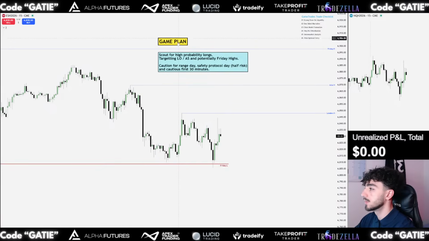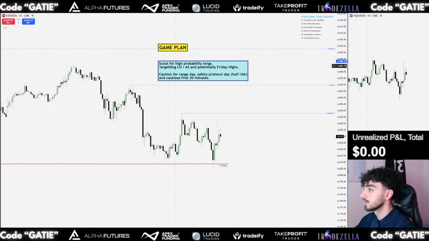Game plan's right here. Hopefully it's quite clear. That'll be my game plan going into the day. Obviously, that is subject to change, right? Given, if we get more information. Org's going to be large. We'll see.